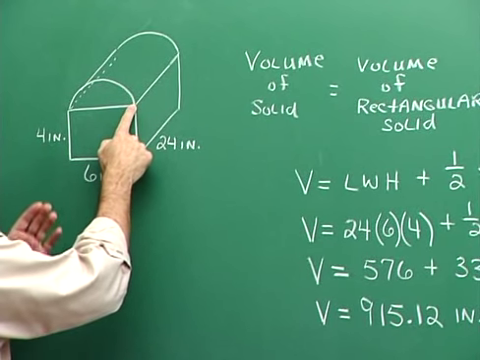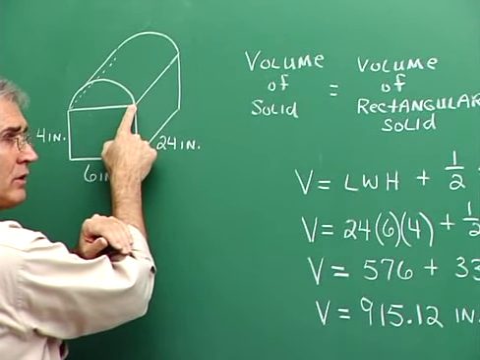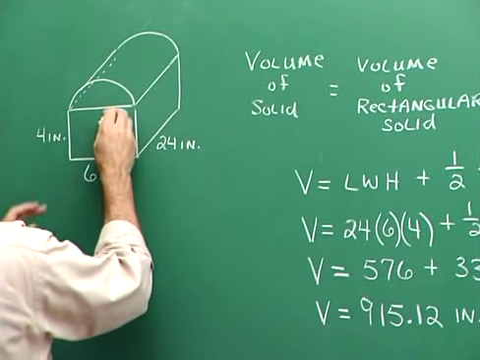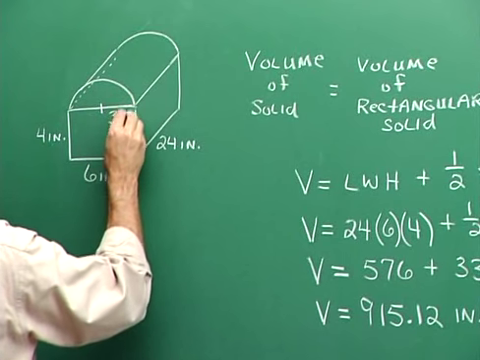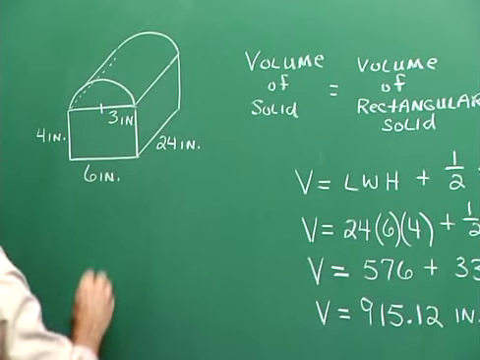And the formula is requesting the radius. So we want half of the 6. We want the distance from here to the edge, and that would be 3 inches. And that's what we're looking for.